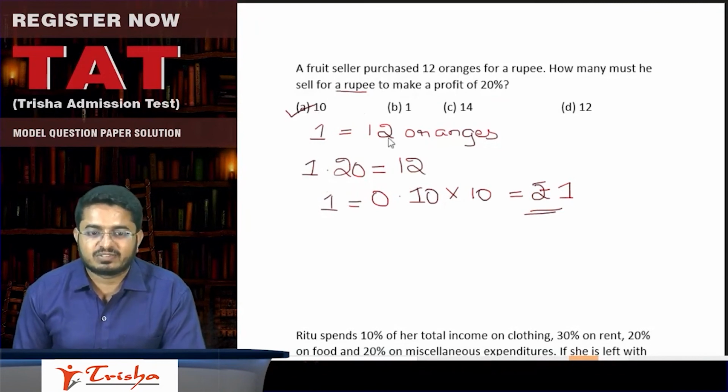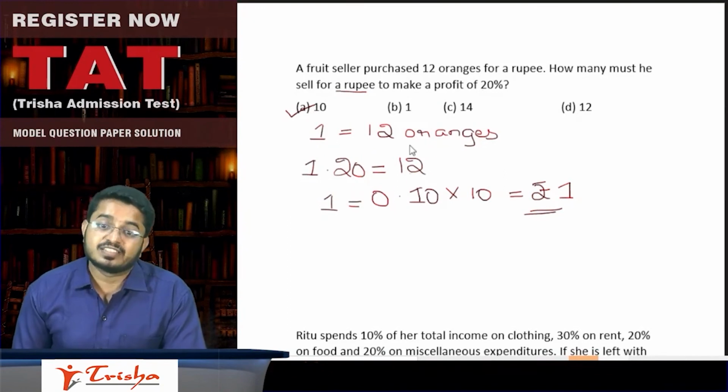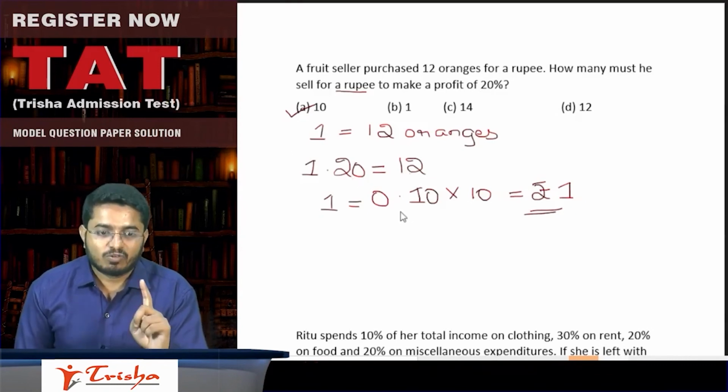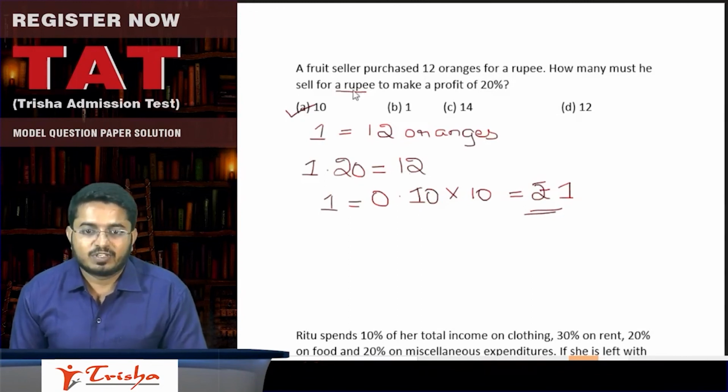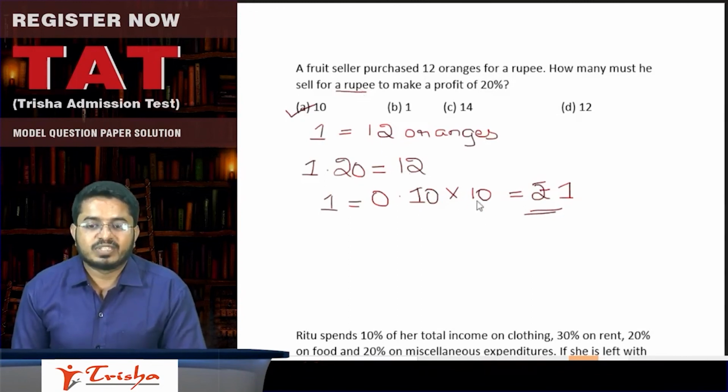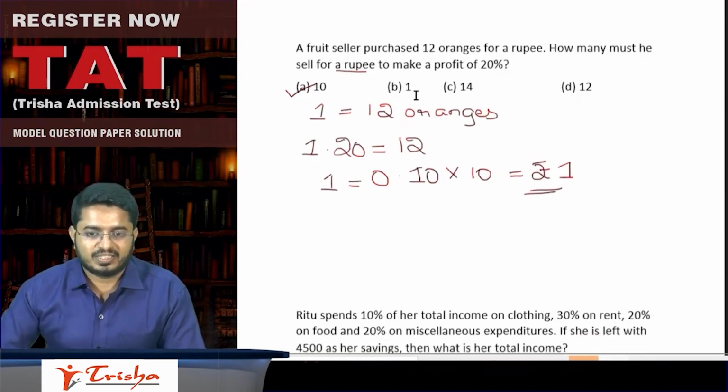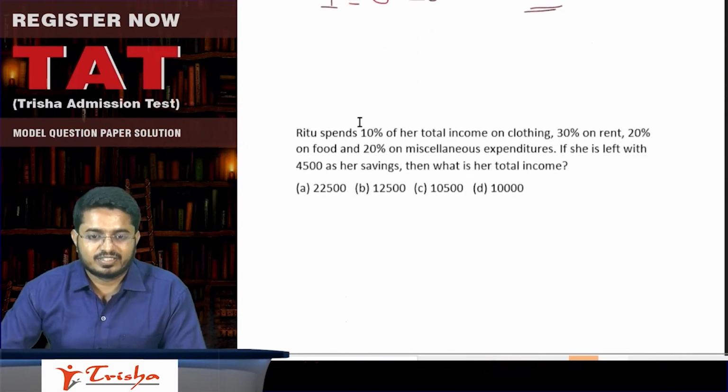For 1 rupee, he gets 12 oranges. He wants to make a profit of 20%. So if he sells all the oranges, he has to sell it at 1 rupee 20 paisa, right? So that essentially means 1 orange will be sold at 10 paisa. He wants to sell it at 1 rupee. So how many oranges will be sold? 10 paisa into 10 is 1 rupee. So he has to sell 10 oranges.